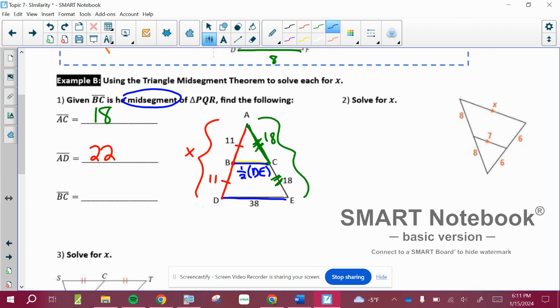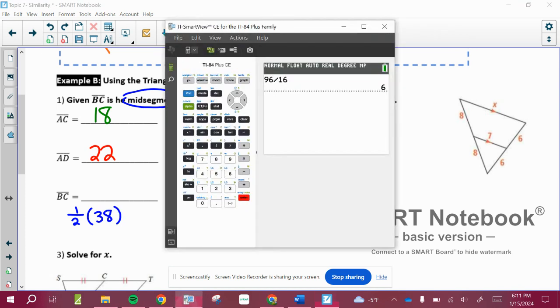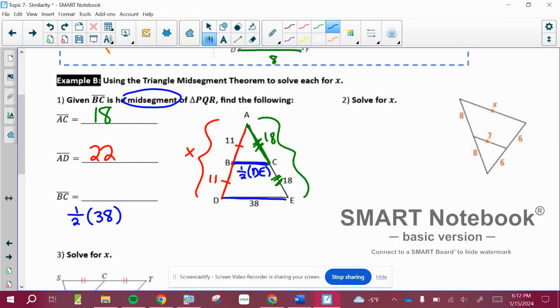Okay, last piece here, they're asking for BC, the mid-segment. Well, our property says that the mid-segment is half its parallel side. So we just have to take half of 38. So let's see, what's 38 divided by 2? We get 19. So this is 19. So that's how we apply the triangle mid-segment theorem.